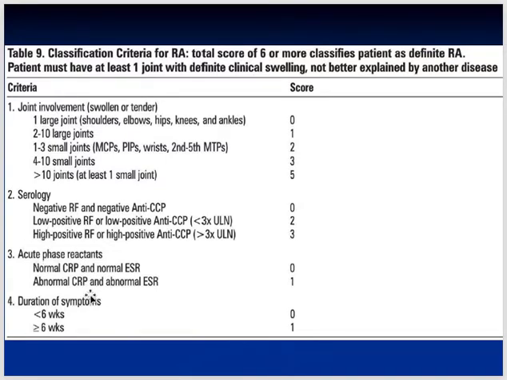Acute phase reactant, CRP, ESR raised, inflammatory process is going on, 1 point. Very important thing: duration of symptoms less than 6 weeks, 0. More than or equal to 6 weeks, 1 point. So guys, do you think it is hard? I don't think this one is hard at all.